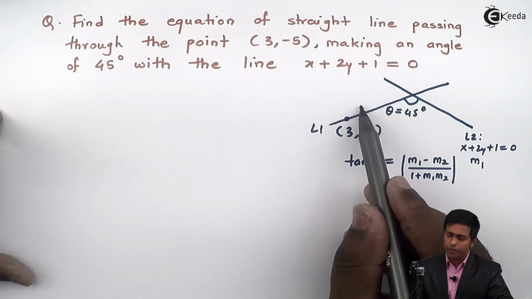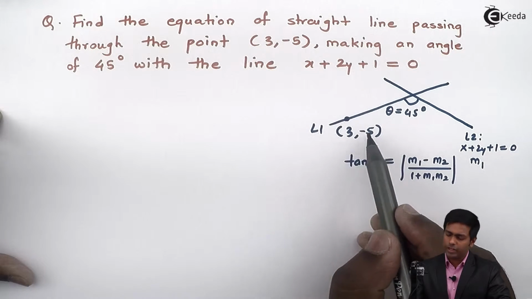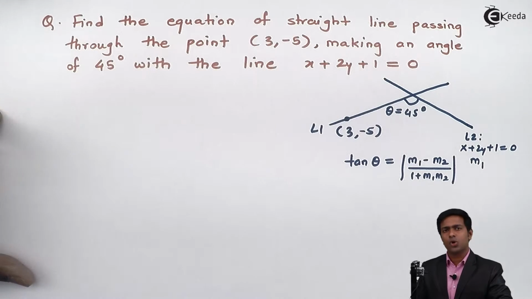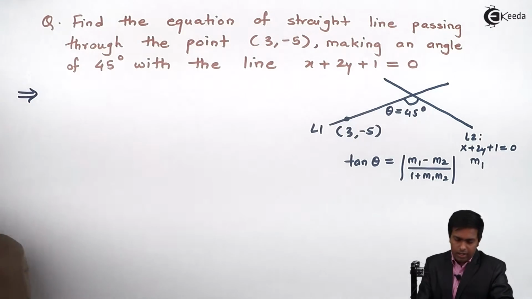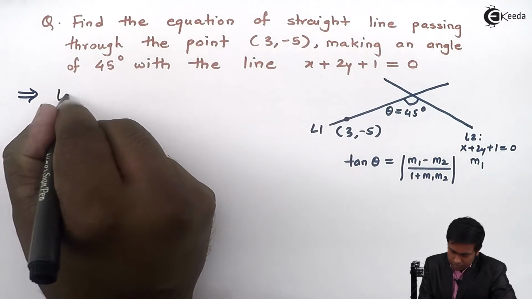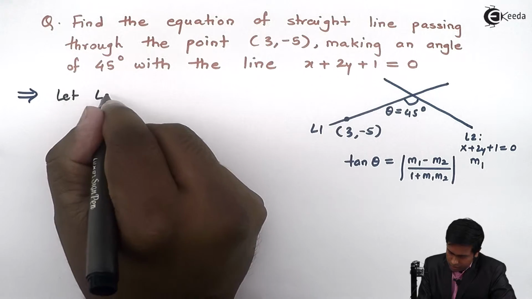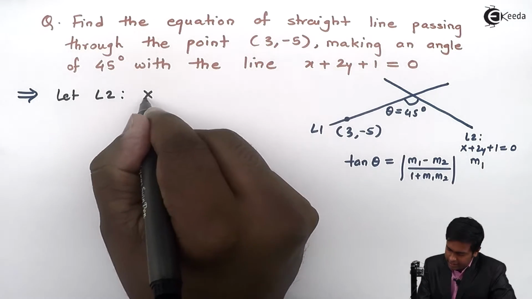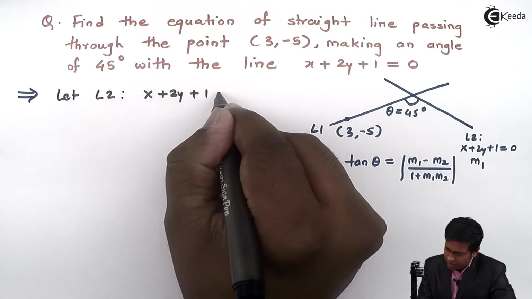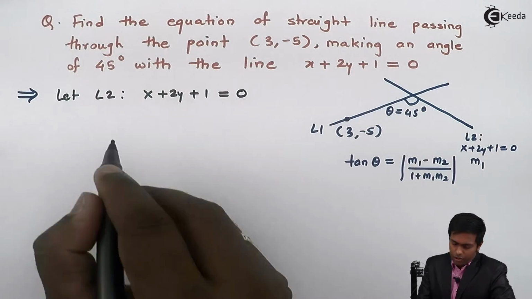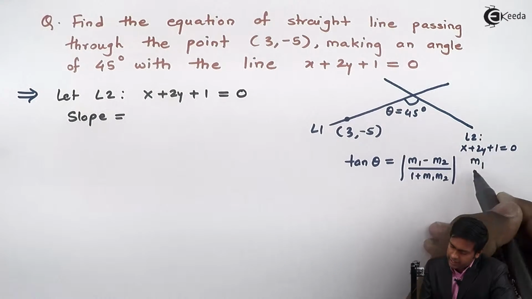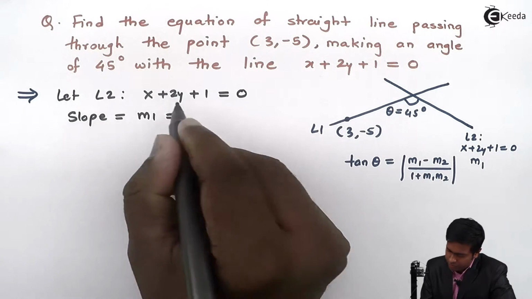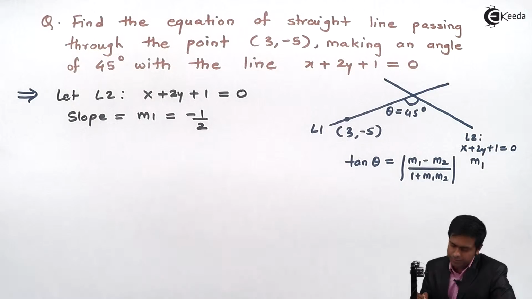Then after getting the slope we have the point through which the line is passing. So by using slope point form we can find out the equation of line. So it's so easy. So let's start with it. So here, let L2 be the line x + 2y + 1 = 0. For this we'll find out the slope. So slope is equal to, we'll say it as m1. So m1 equals, so it will be -1/2.